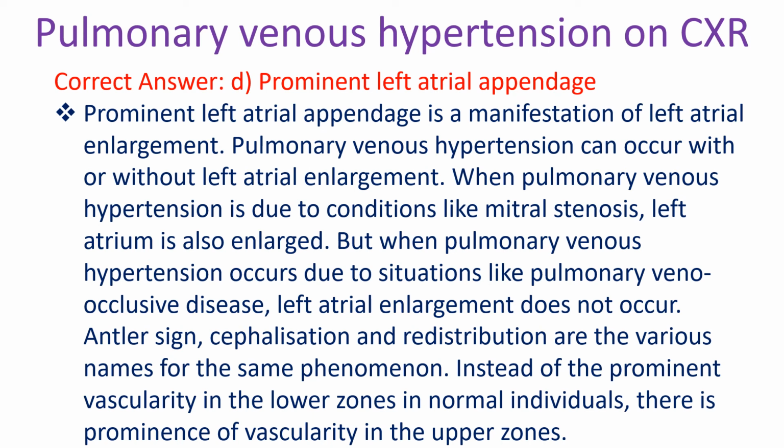Prominent left atrial appendage is a manifestation of left atrial enlargement. Pulmonary venous hypertension can occur with or without left atrial enlargement. When it is due to conditions like mitral stenosis, the left atrium is also enlarged. But when it occurs due to situations like pulmonary veno-occlusive disease, left atrial enlargement does not occur. Annular sign, cephalization, and redistribution are various names for the same phenomenon. Instead of the prominent vascularity in the lower zones in normal individuals, there is prominence of vascularity in the upper zones.